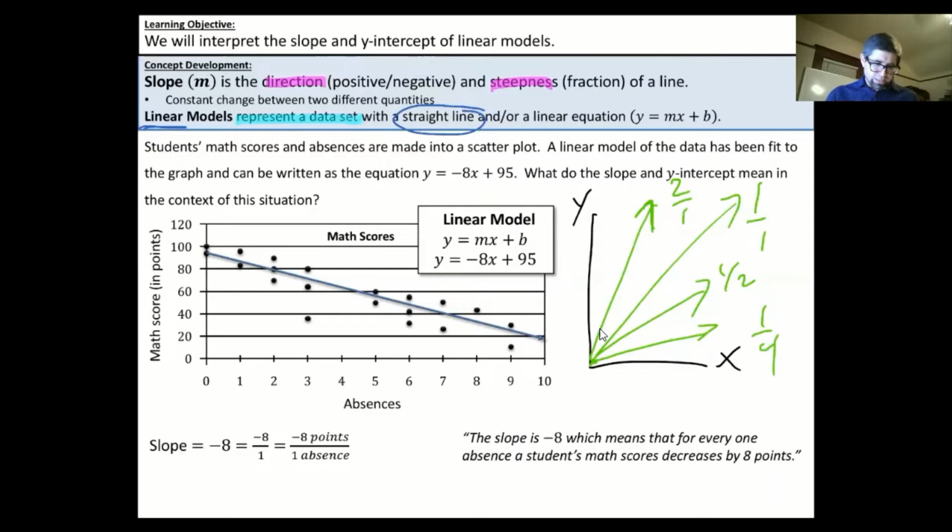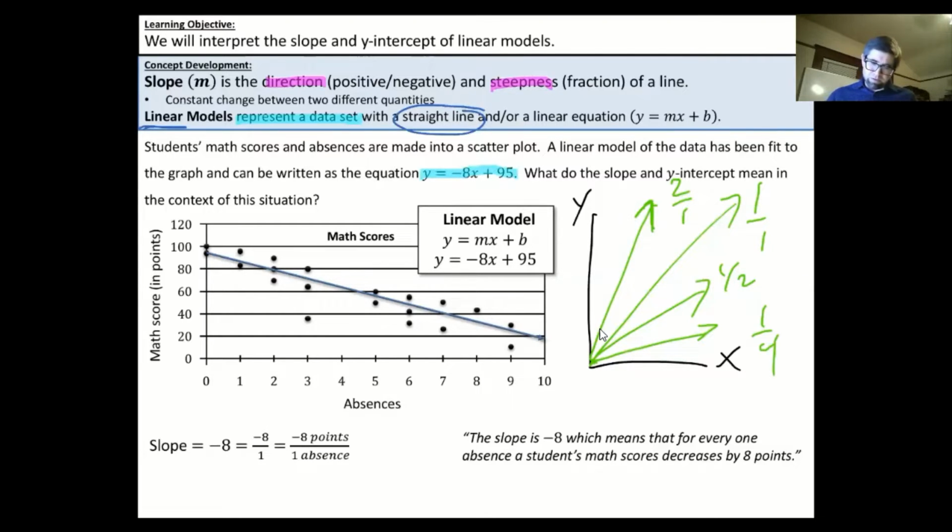Let's see here. Student math scores and absences are made into a scatter plot. All right, so when I look at this example, I see that there's a scatter plot here. Scatter plot means that the points are literally scattered around. A linear model of the data has been fit to the graph. Okay, so a straight line has been fit to the graph. So that's this blue line that is decreasing from left to right, starting on one of the axis lines. And it says it can be written as the equation y equals negative 8x plus 95.